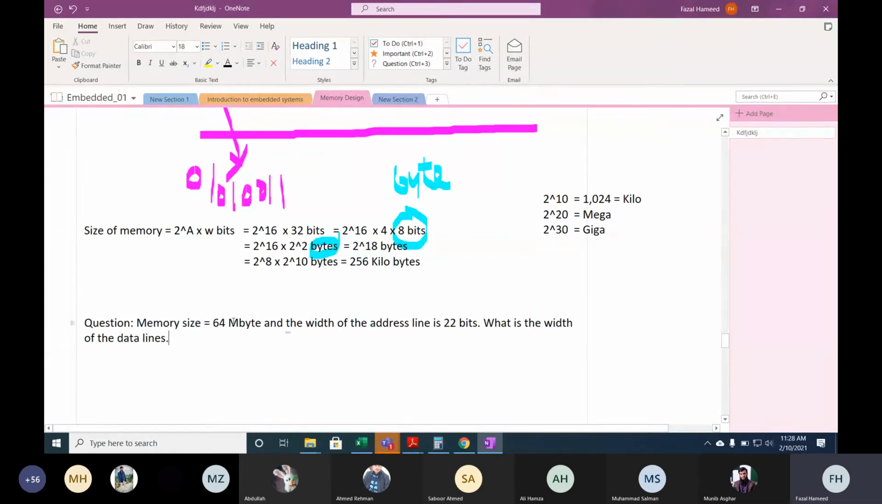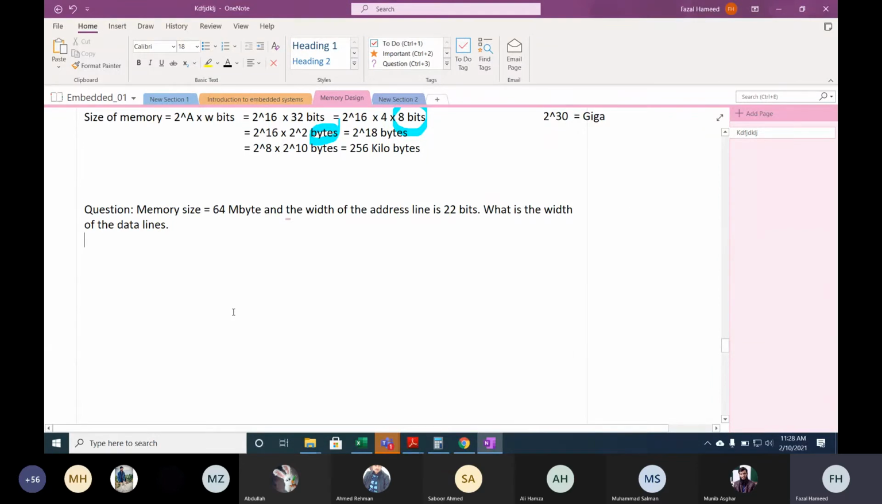What is available? What is given? A is given. What is the value of A? 22 bits. What is the value of W? Unknown. What is the width of the data lines? I'm asking this question. The width of the data line is unknown. What is the size of the memory? 64 megabytes.